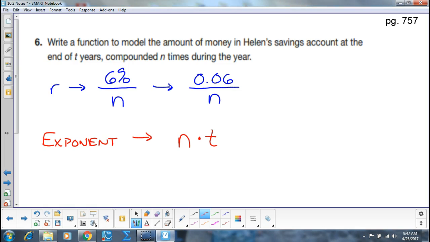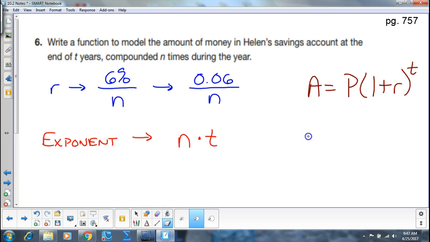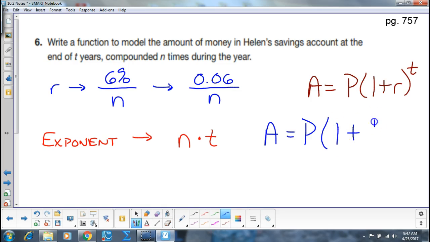So my original formula was A equals P times 1 plus R to the t power. What happened to R? It's divided by n. So this becomes A equals P times 1 plus r divided by n. And what exponent am I going to? The nt power, or t times n.